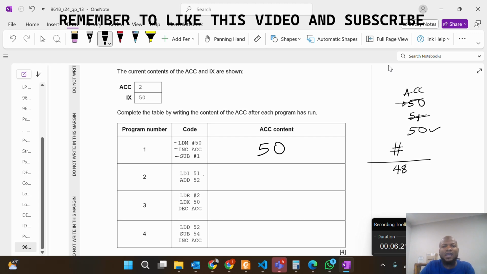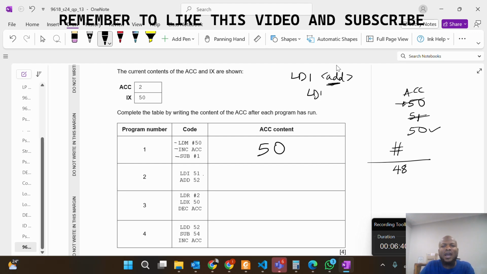So LDI means you go to the address given. When you get to this address, the content of the address is what you have in the accumulator.